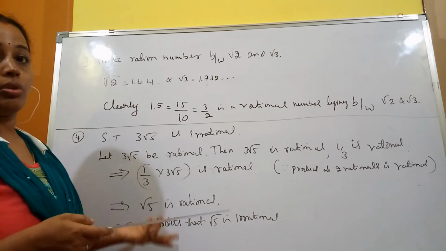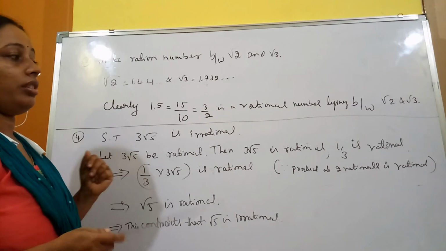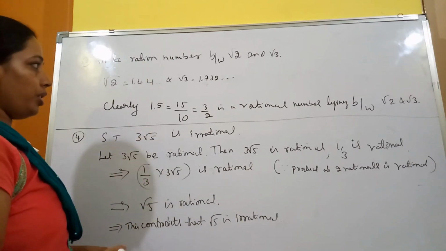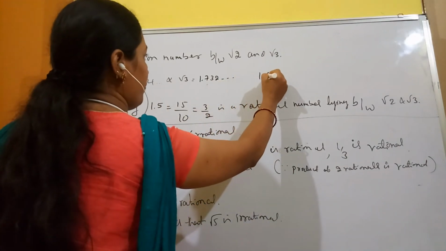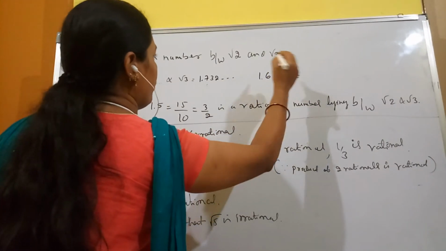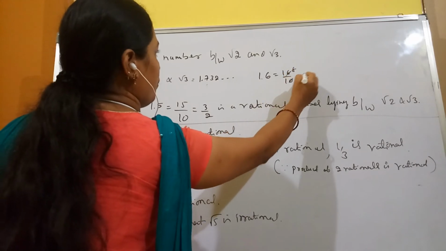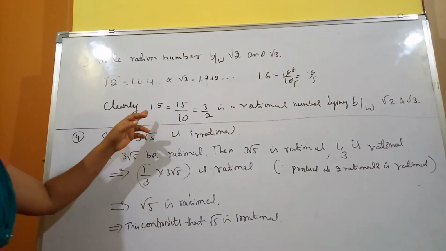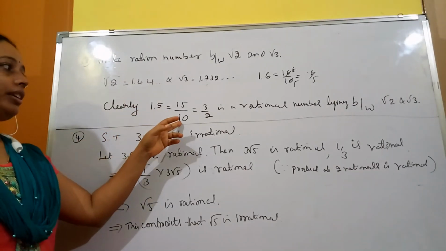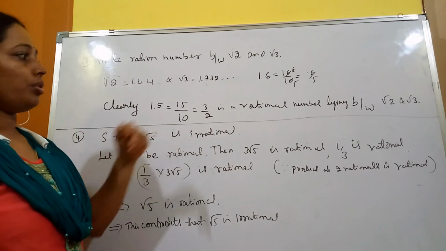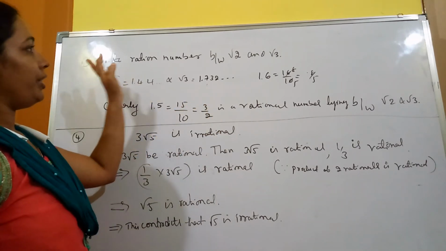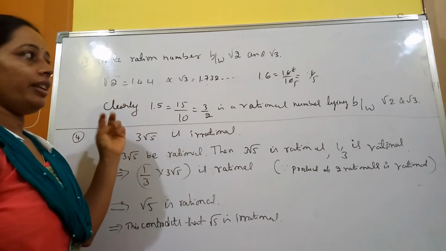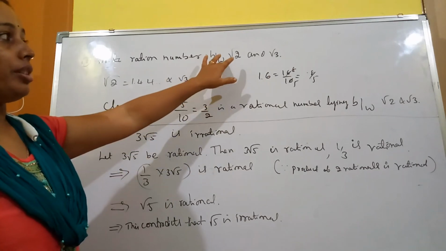If they ask for two rational numbers or three rational numbers, you can take any two or three numbers. For example, you can take 1.6. 1.6 is 16 by 10, which is 2 eights, 2 fives, so 8 by 5. Like that, any number you can take. I took 1.5, 15 by 10 expressed in fraction form is equal to 3 by 2, a rational number between root 2 and root 3. So many infinite rational numbers will be present in between these two numbers.